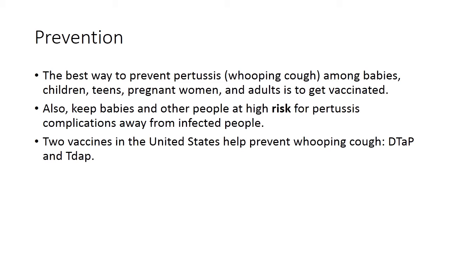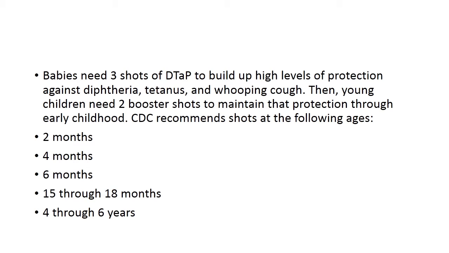How can we protect ourselves from this disease? We can prevent it by keeping distance from the person who has this disease, and by getting vaccinated. Keep babies and other people at high risk for pertussis complications away from infected people. Two vaccines in the United States help prevent whooping cough, that is DTaP and Tdap. Babies need 3 shots of DTaP to build up high levels of protection, while young children need 2 booster shots. And then there are age limits which are given for each shot.